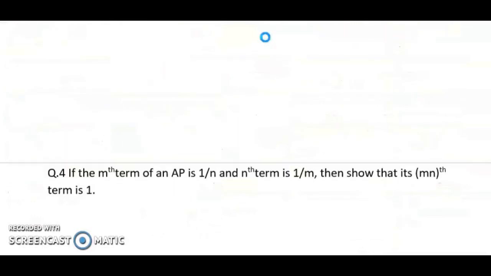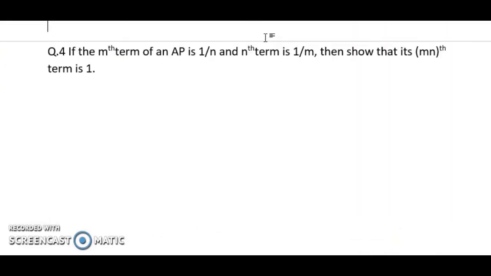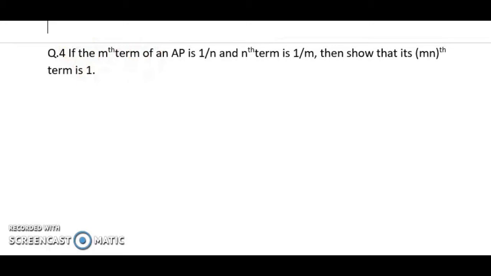Let's see question number 4. This question was asked in the CBSE board exam 2019. See the question. If the mth term of an arithmetic progression is 1 upon n and the nth term is 1 upon m, then show that its m into nth term is 1.